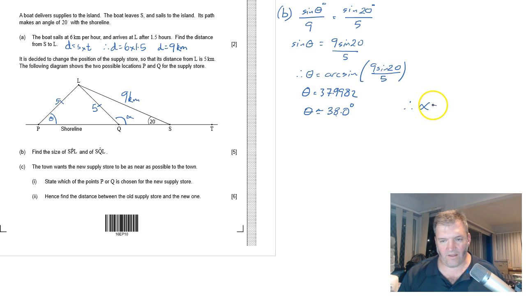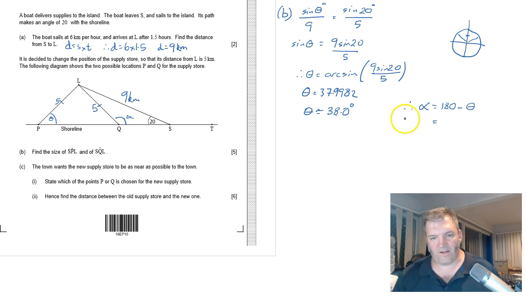Therefore, alpha equals 180 minus theta. Remember, this is the other value from the arc sine. You can also get that from your best friend in maths, the unit circle. Here we had one angle of 38 degrees. The other angle that corresponds to the same sine is 180 minus 38, or 180 minus that.